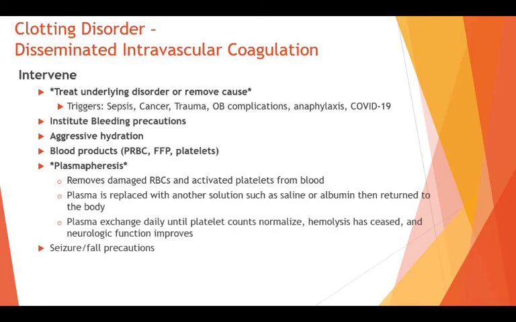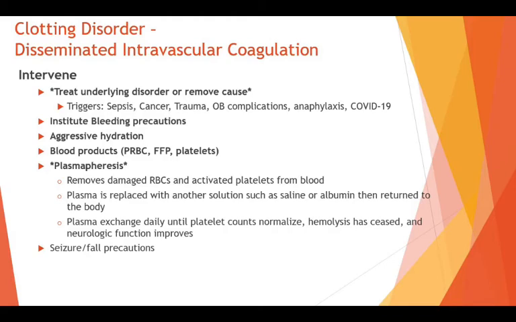So plasmapheresis, again, this is a worsening condition. It is the treatment for DIC. We go in there and we clean out the plasma and replace it with functioning plasma. They can have red blood cells with it as well.